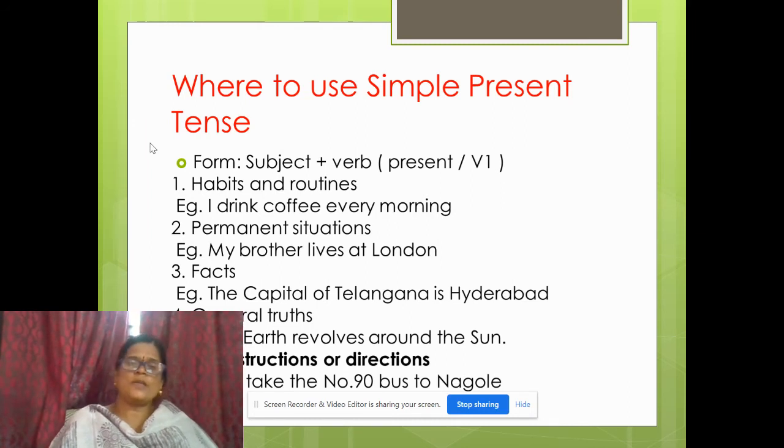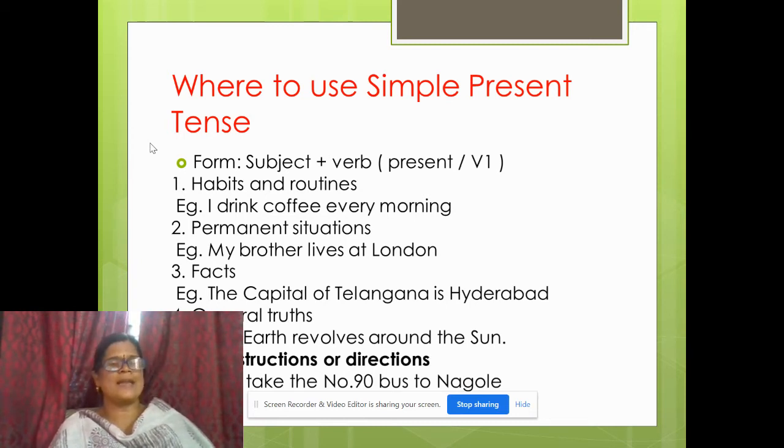And coming to the next one, it is for instructions or directions. So what is an instruction? For example, if you want to instruct something to your siblings or to anyone, we most probably use the simple present tense. Like, you take the number 90 bus to Nagol.